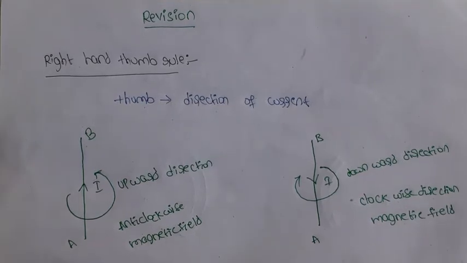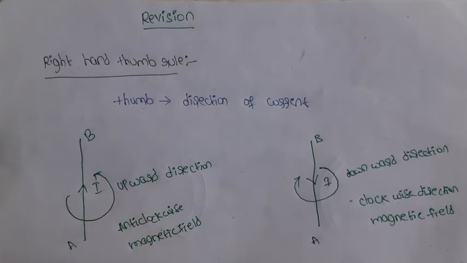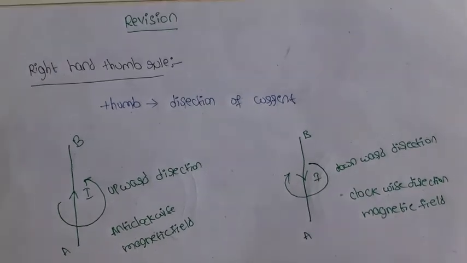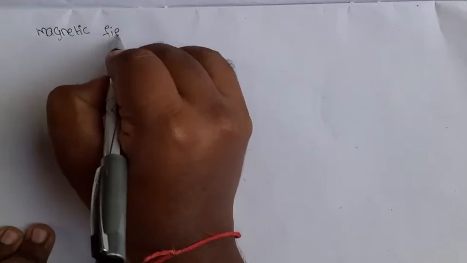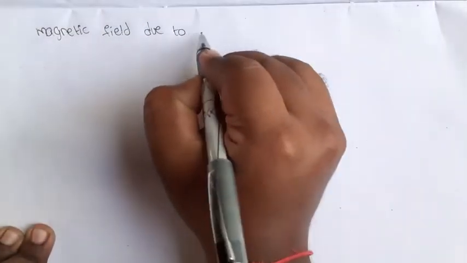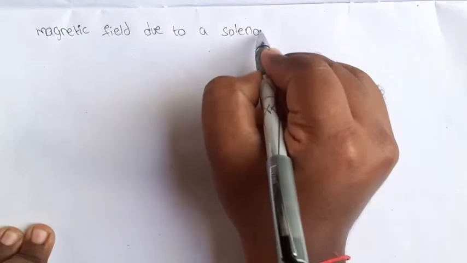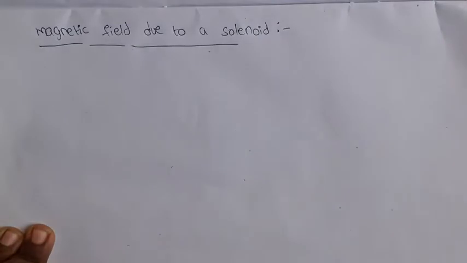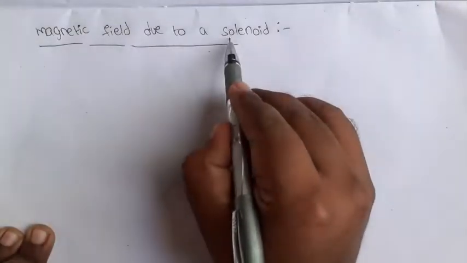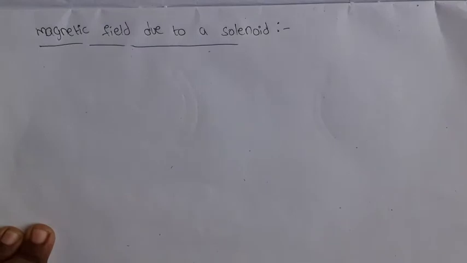We have already studied the case of a straight wire and circular loop. In this video, we are going to discuss the magnetic field due to a solenoid. A solenoid is also a conductor. In case of a solenoid wire, how the magnetic field lines are produced, that we will discuss.